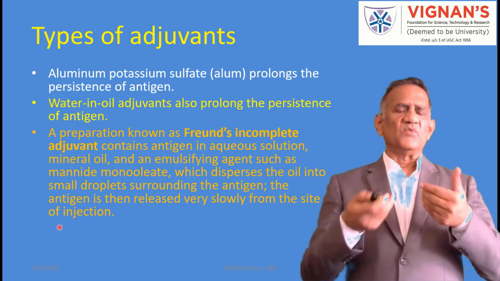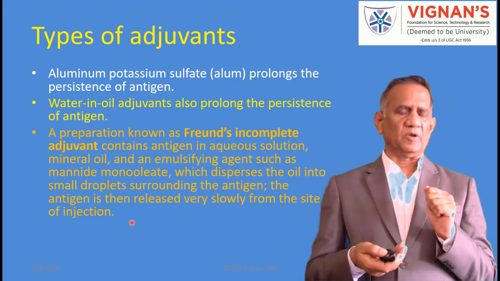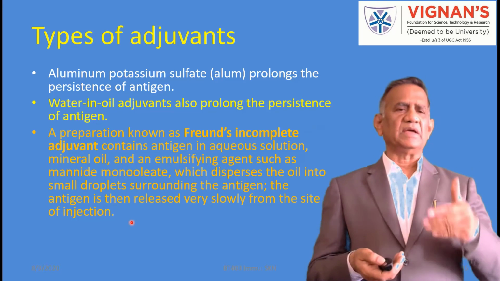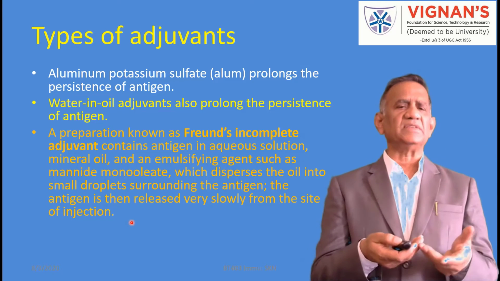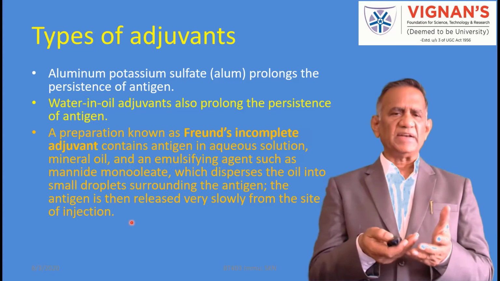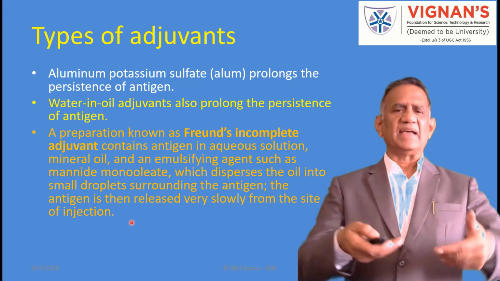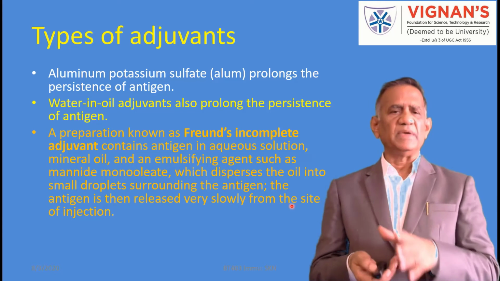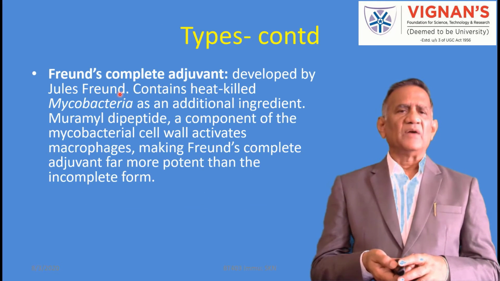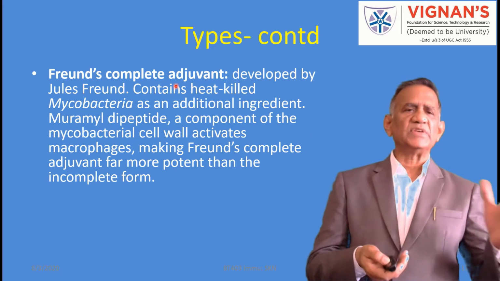In a vaccine we do not have one antigen molecule. Whenever any pathogen infects, we do not have one antigen molecule; we will have thousands of antigen molecules. So those thousands of antigen molecules are encircled and entrapped in the adjuvant, and they are gradually released. So now, Freund's complete adjuvant.